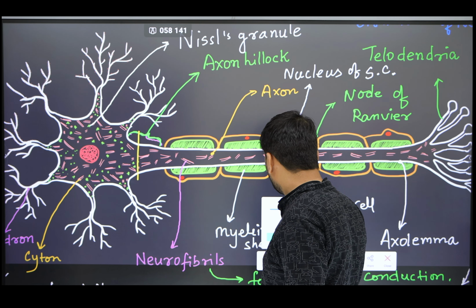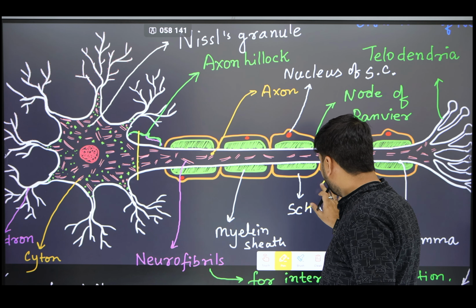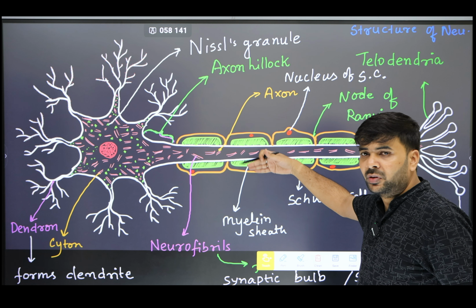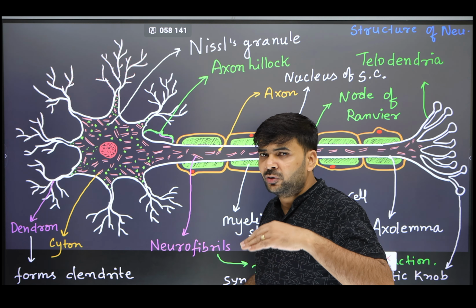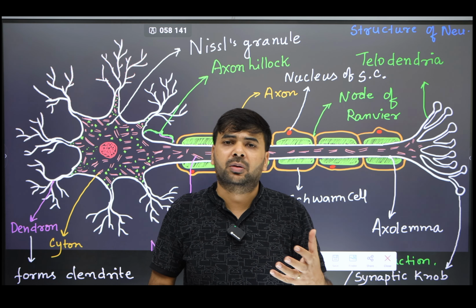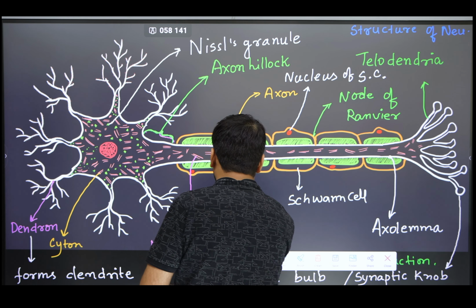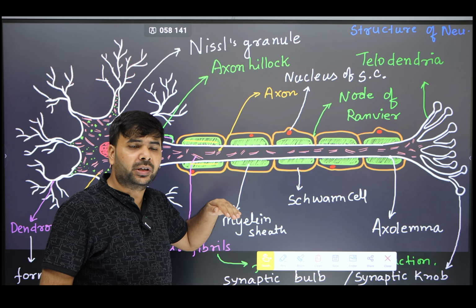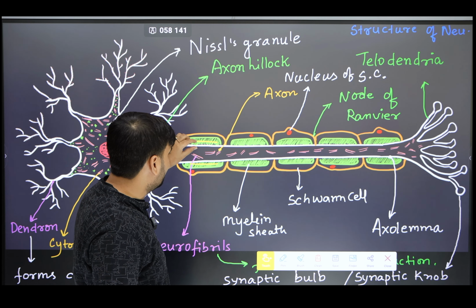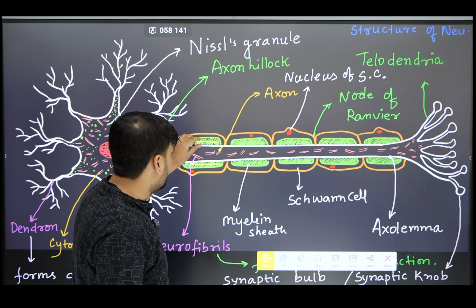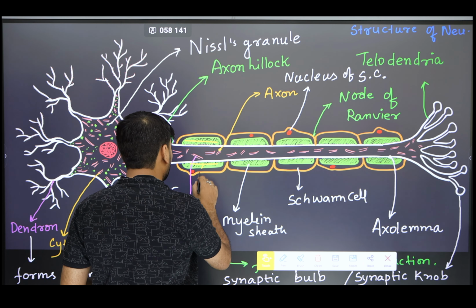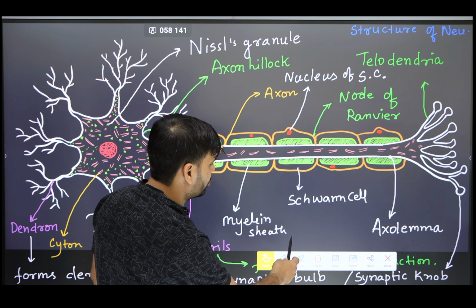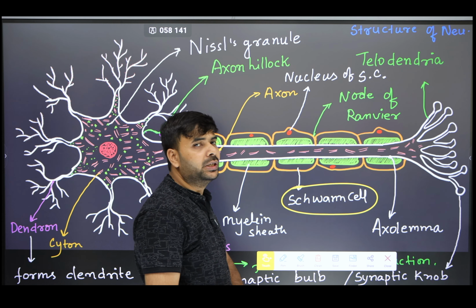Then the whole axon is wrapped by some neuroglial cells. They wrap it, they cover it. When they cover it with continuous layers, it is called the myelin sheath. In this green part you can visualize the continuous multiple layers of covering. Then it is called the myelin sheath. This myelin sheath can be made either by Schwann cells or by oligodendrocytes.